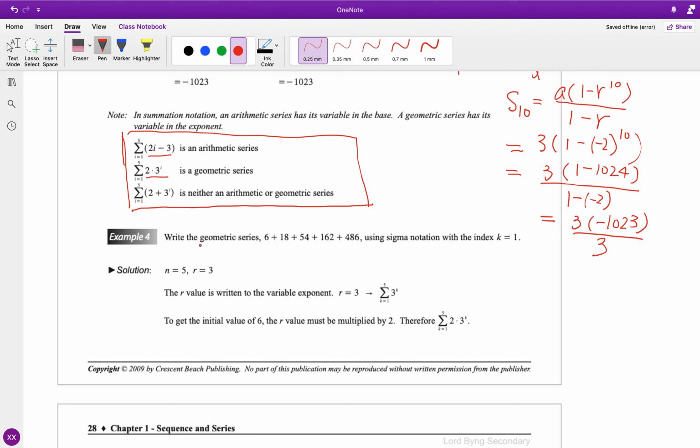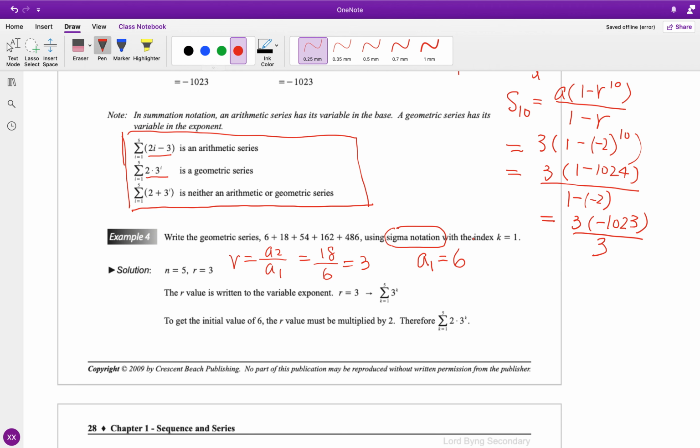Now this question I find interesting. It says write the geometric series using the sigma notation. Okay, so now we have 1, 2, 3, 4, 5 terms here. From the first term to the second term, R equals the second term divided by the first term. So that is 18 divided by 6, which is 3. So good. My R is 3, and my A1 is 6, right?